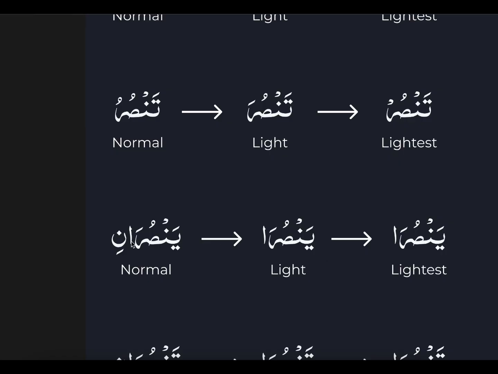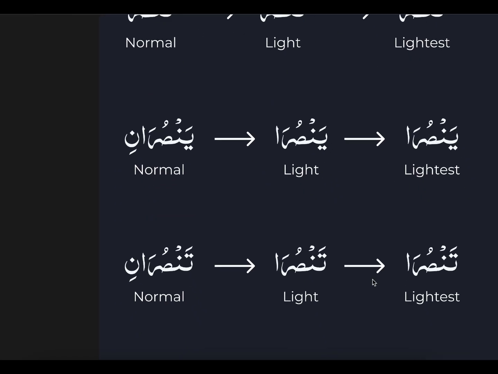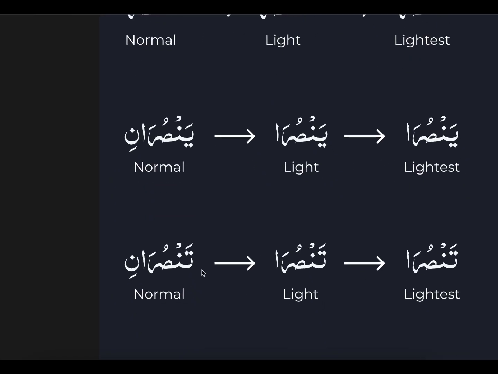Meaning when we get rid of the noon, the light and lightest stay the same. So yansura is both the light and lightest version. Same form. Tansurani, how do I make it light? I get rid of the noon, it becomes tansura. How do I make it lightest? Same, tansura. We lost the noon, we don't want to lose any more. So light and lightest are the same.